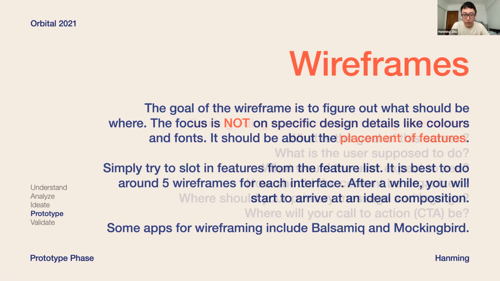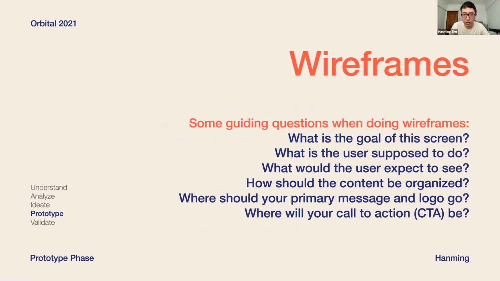Okay. So once again, some guiding questions for wireframes are: what's the goal of the screen? What's the user supposed to do at this screen? What should the user expect to see? How should the content be organized? Where should your primary message and logo go, and where will your call to action be? Call to action is what you want the user to do. Like maybe press a button to sign up, register. Or when you want the user to go to this page to play a game or something, right?